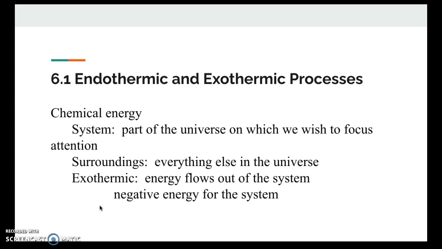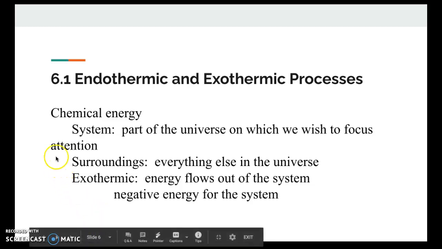Okay, and then the next slide here, you've got chemical energy. When you're talking about thermodynamics, a lot of times you refer to the system and the surroundings. The system is the part of the universe on which we wish to focus attention. It's intentionally vague, so you can define the system as whatever it is you're looking at. The surroundings is just considered everything else. The universe is the system and the surroundings.